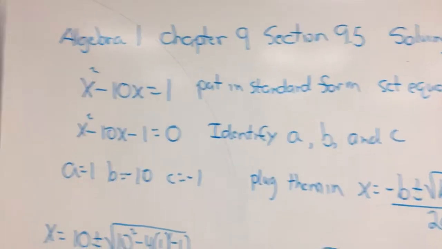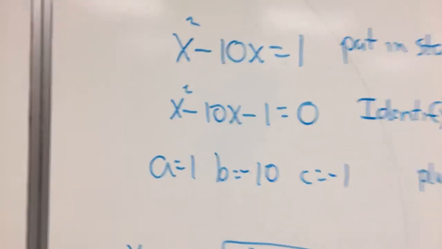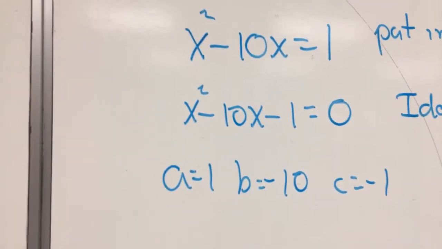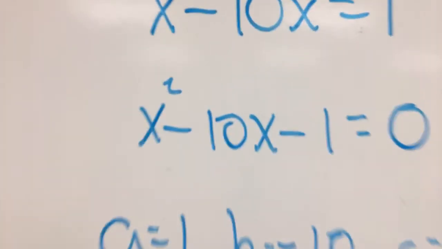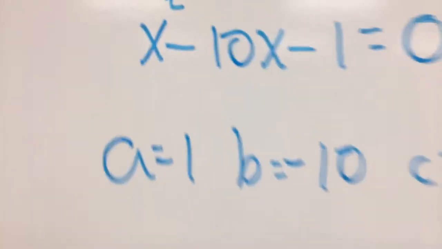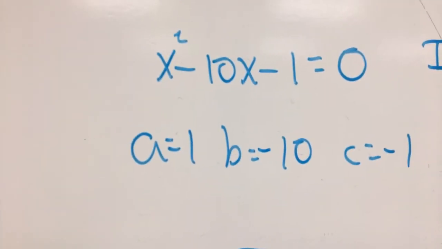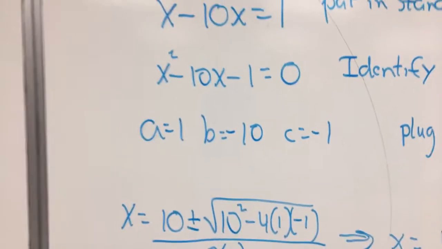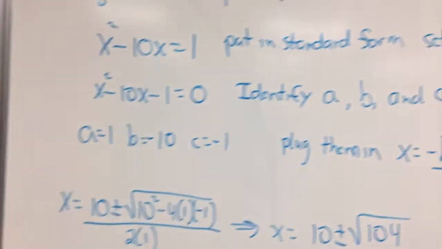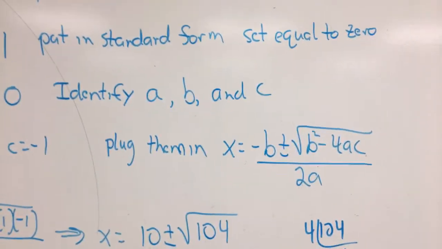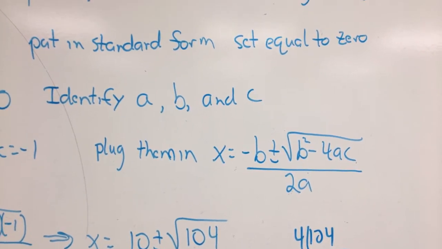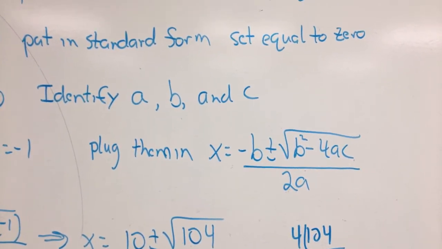Remember, a is the coefficient in front of the squared term. In this case, it's a 1. b is the coefficient in front of the x term. See that negative 10 right there? That's b. And c is the constant hanging on the end. See that? It's negative 1. Okay? Now, take the a, b, and the c, and you're going to plug them into x is equal to negative b plus or minus the square root of b squared minus 4ac all over 2a.